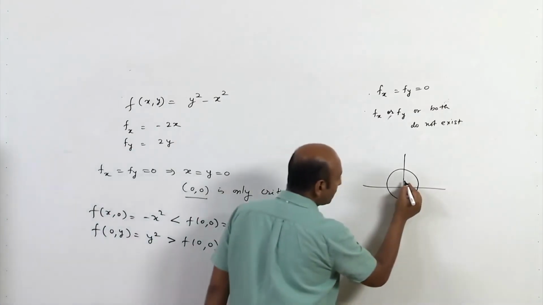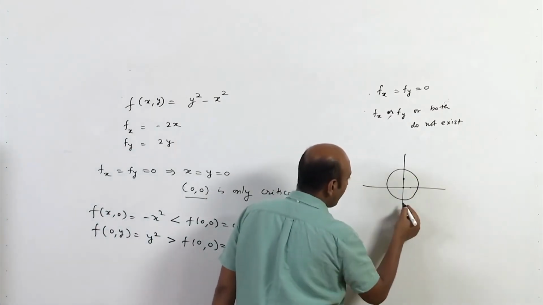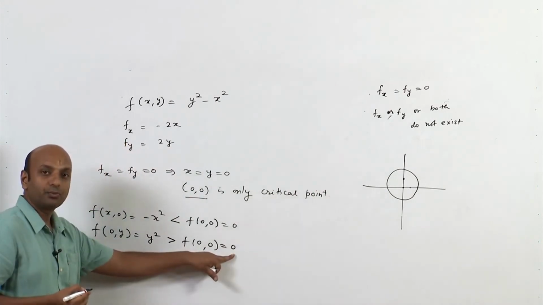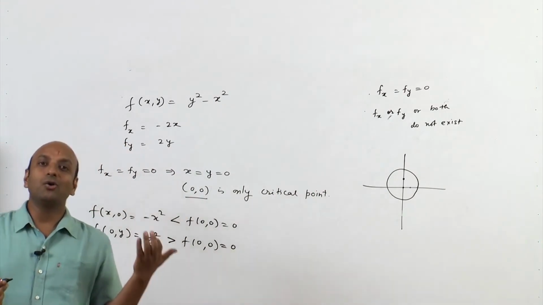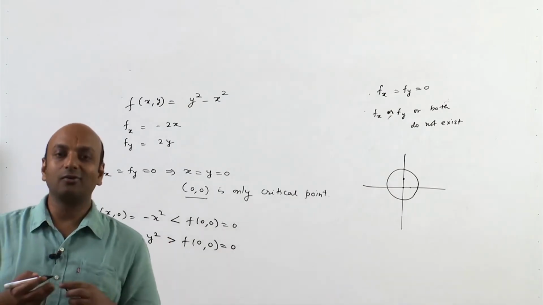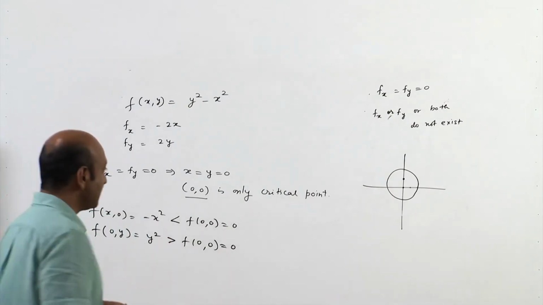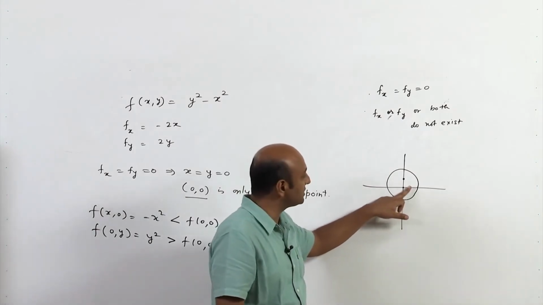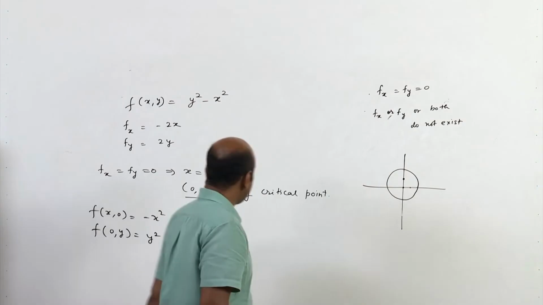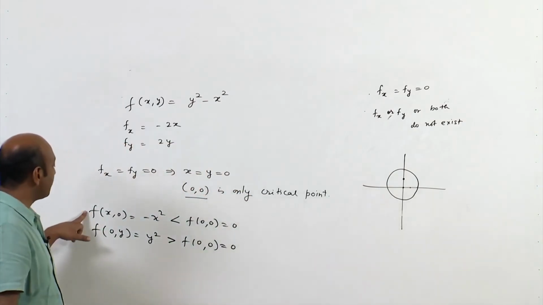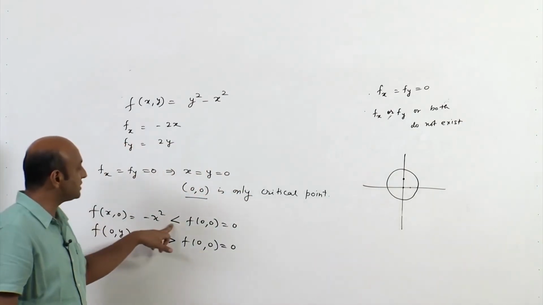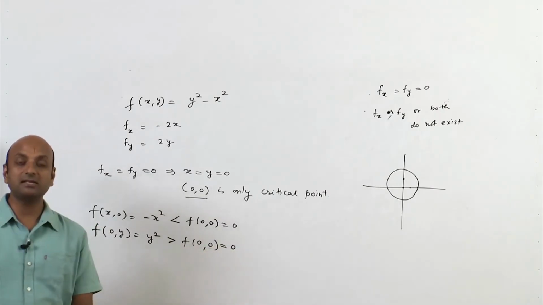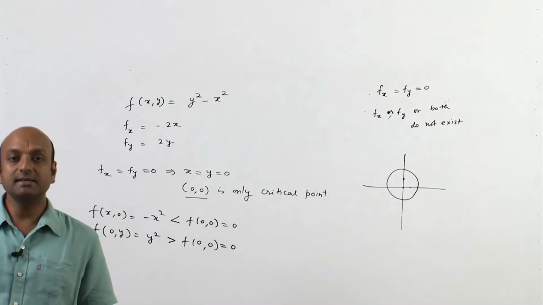If you take a point on the y axis, there are some points where the value of the function is greater than 0. No matter which open disk you are taking, for every open disk centered at this point, there are always some points on the x axis and some points on the y axis, such that at some points this value is less than 0 and at some points this value is greater than 0. So, this means this point is a saddle point.